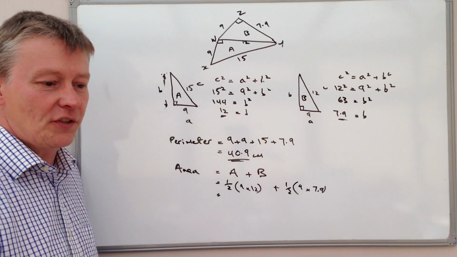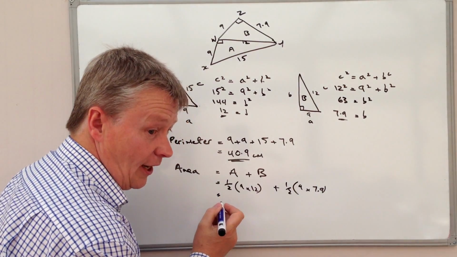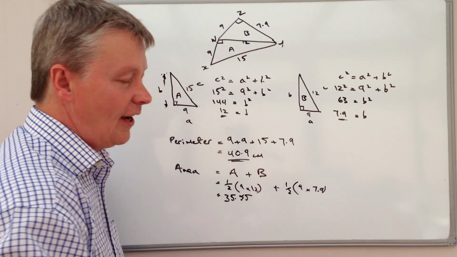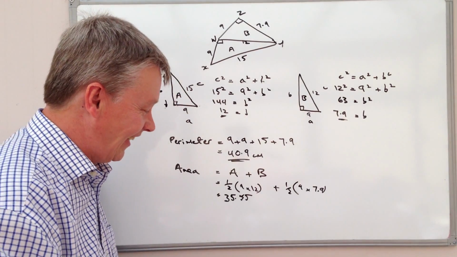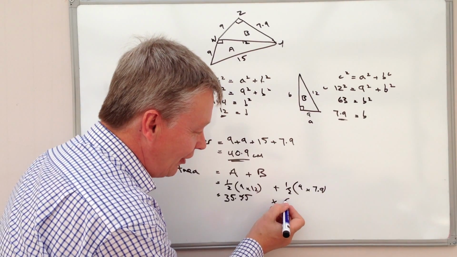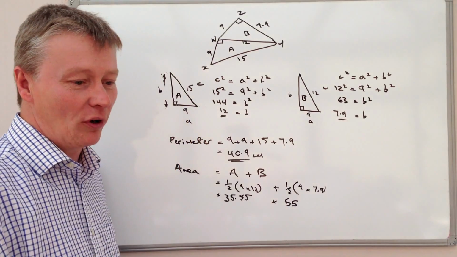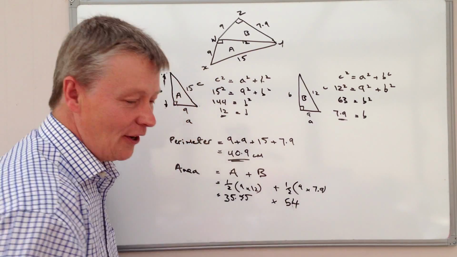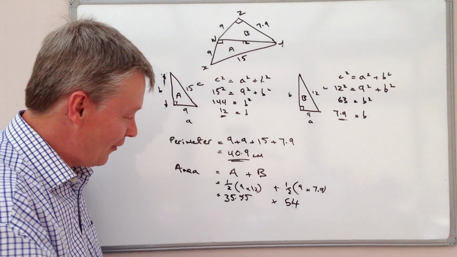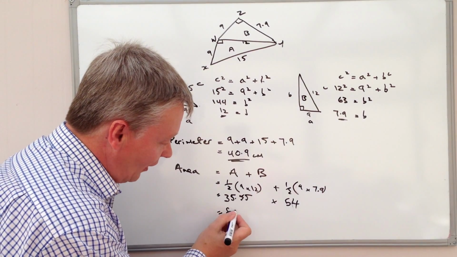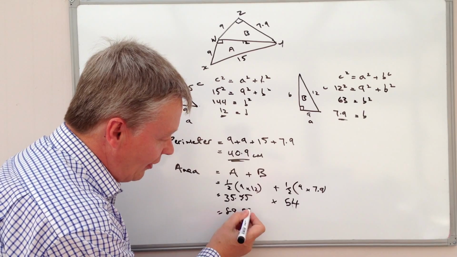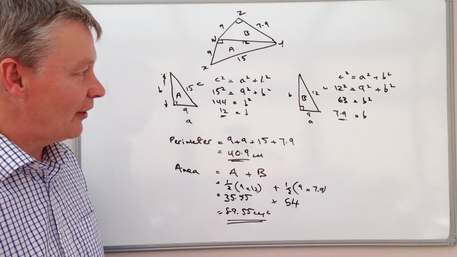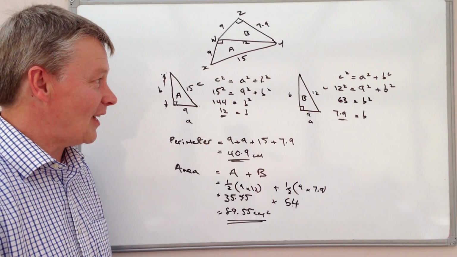And if I add all of those together, I get 35.55 there. Please do check this on a calculator. And here I get 54. Okay. If I add those two together, I get an overall 89.55 centimetres square as the total area of this quadrilateral.